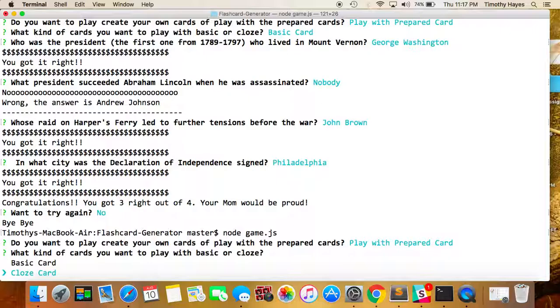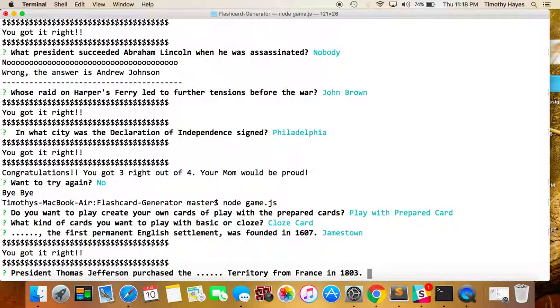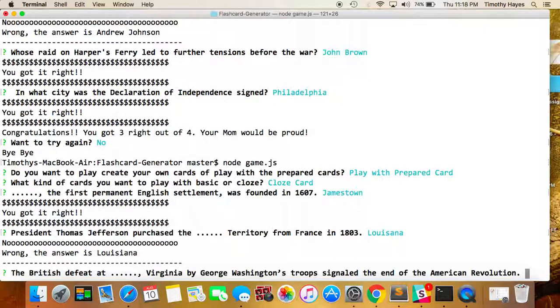Let's see how the closed ones look. And so we get our first question. Blank, the first permanent English settlement, was founded in 1607. For those of you who remember your American history, Jamestown. And again, so you see how I spelled it wrong, just one letter off, and it tells me wrong. The answer is Louisiana, not Louisiana. And the first one, you got it right. We get that familiar money signs.